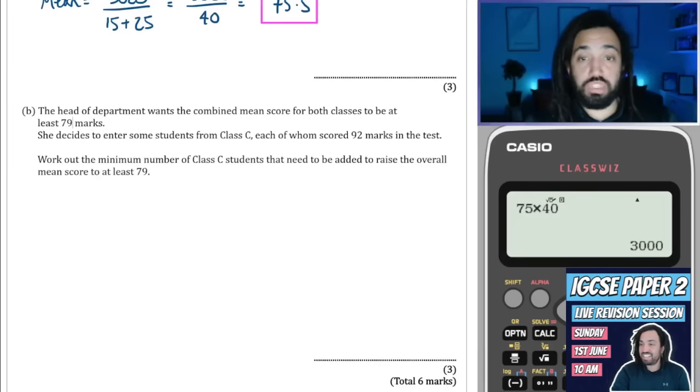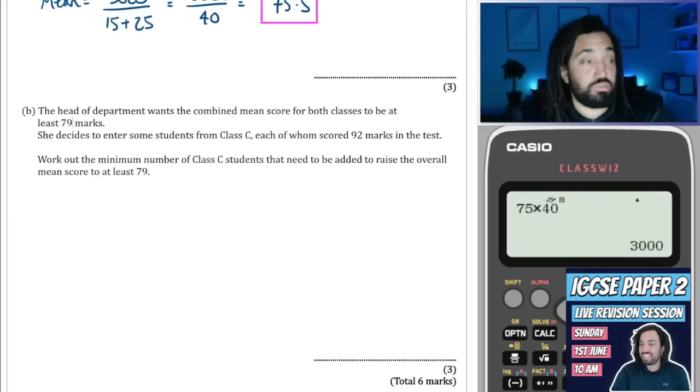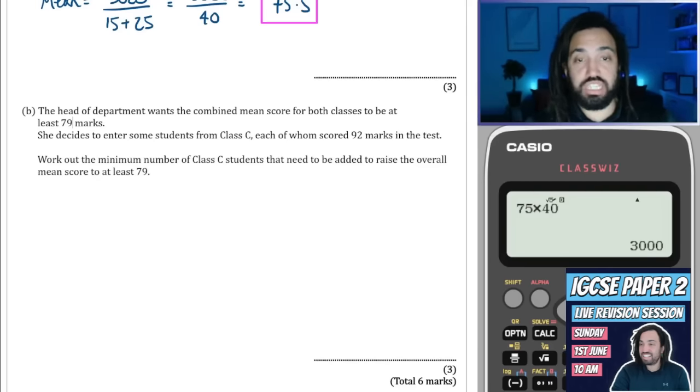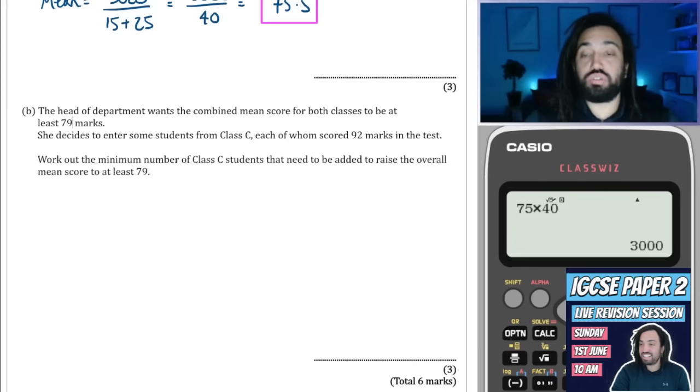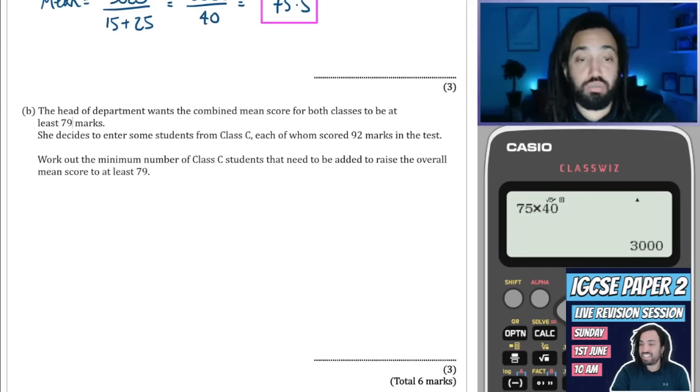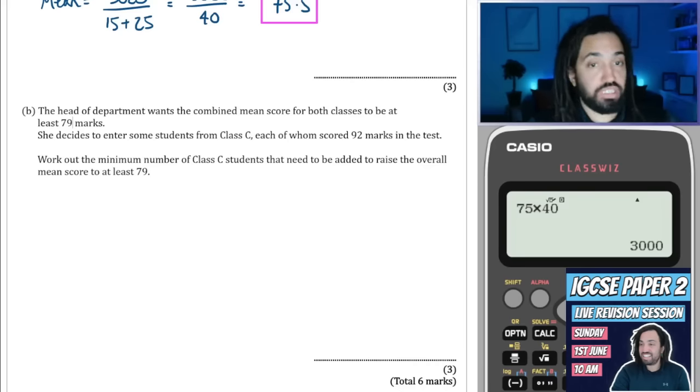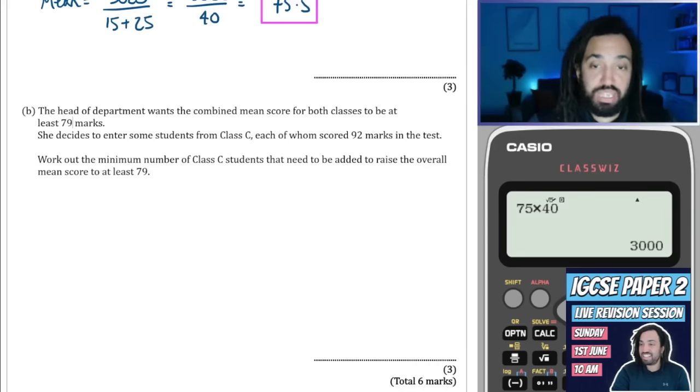The head of the department wants the combined mean score for both classes to be at least 79 marks. She decides to enter some students from Class C, each of whom scored 92 marks on the test. Work out the minimum number of Class C students that need to be added to raise the overall mean score to at least 79. Right, so how do we calculate the mean originally?